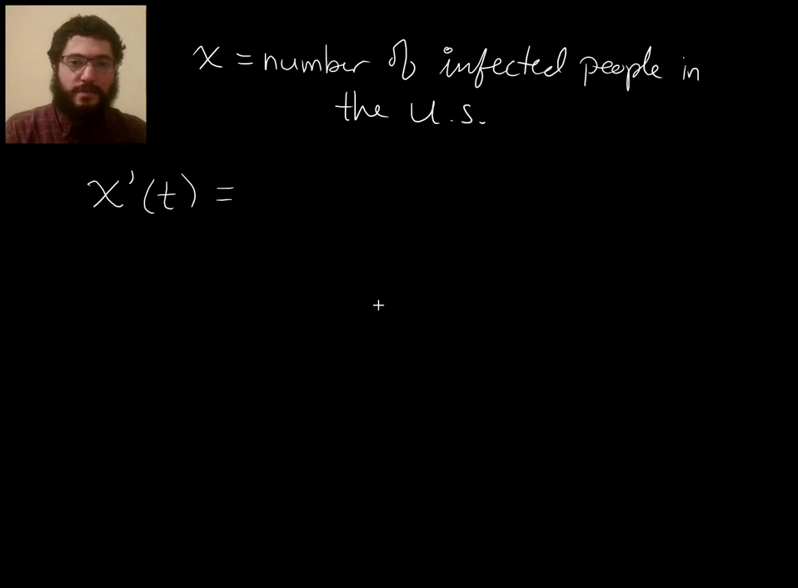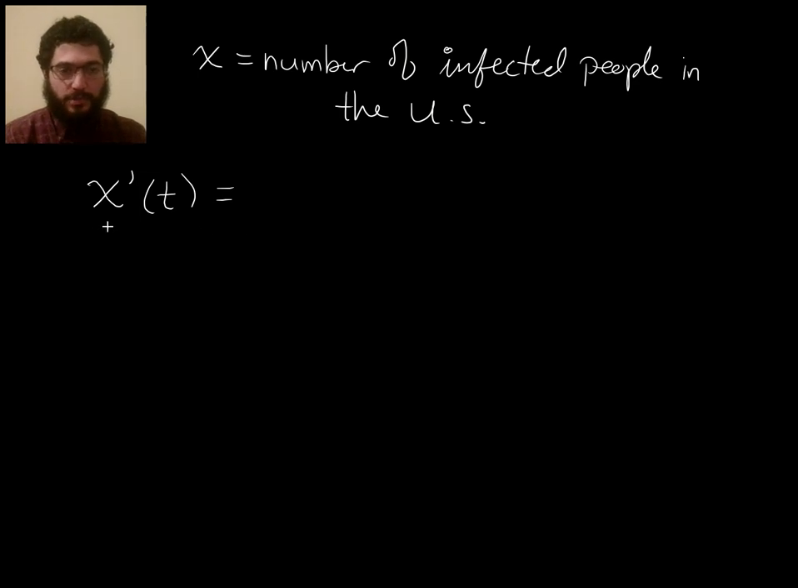Okay, let's suppose, hypothetically, for the sake of an example, that there's a pandemic going on. And let's say X is going to be the number of infected people in the US. So here, the number of infected people, this is a system where the state is represented by just one number, the number of infected people. And I want to model how this changes in time so that I can make some predictions.